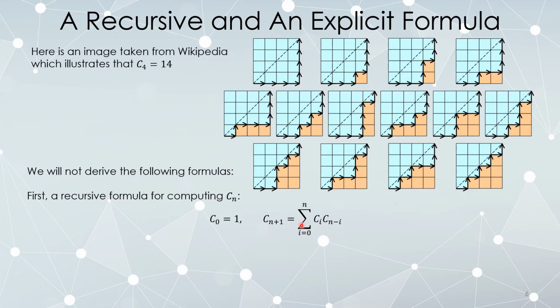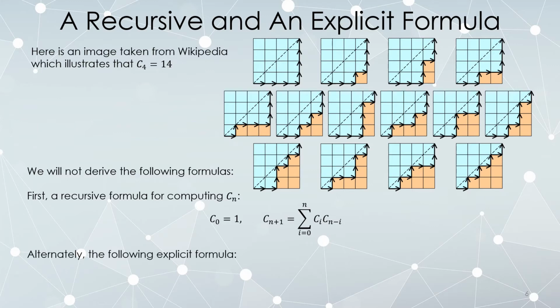As a hint for where this formula comes from, but again, we're not going to do the full derivation, i can be thought of as standing in for the first index i, i where your lattice path touches the diagonal. And then you try to count how many paths there are whose first intersection with the diagonal is at the point i, i. If you sum all of those up, you can find that each one of those i's gives this product, sum them up, and you get C sub n plus 1.